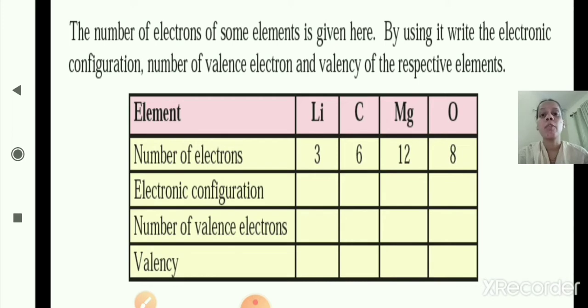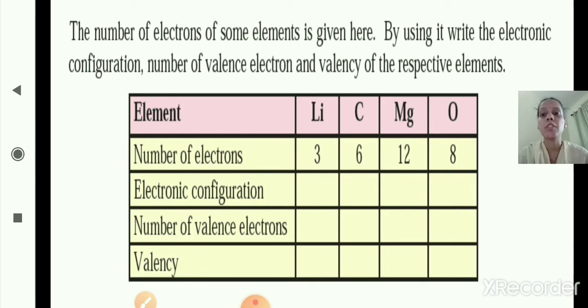Electronic configuration first we will write down. Number of valence electrons means the number of electrons which are present in the outermost shell, because the outermost shell is also called the valence shell. So number of valence electrons means the outermost electrons, the electrons which are present in the outermost shell, and valency we will write down.